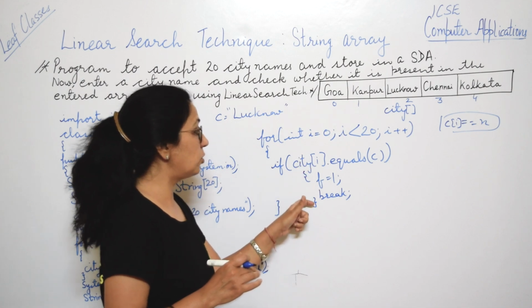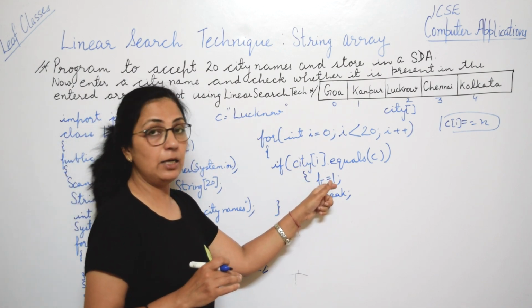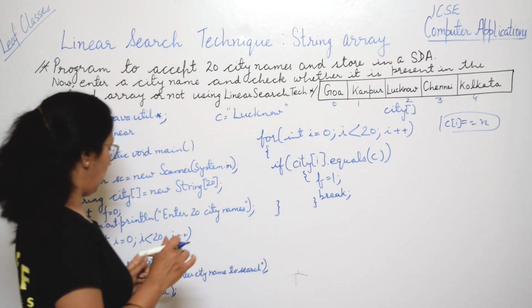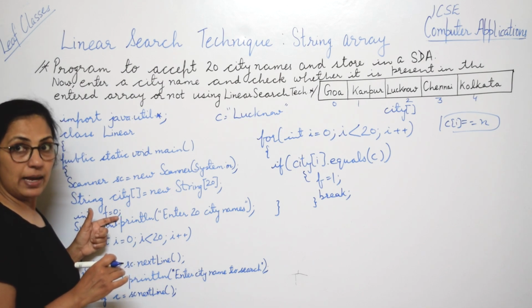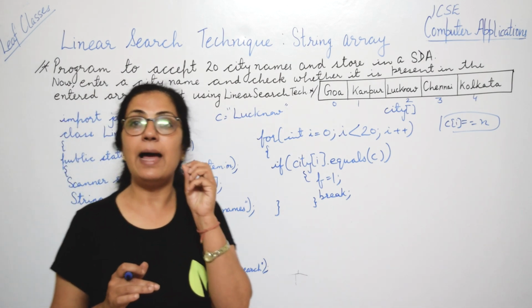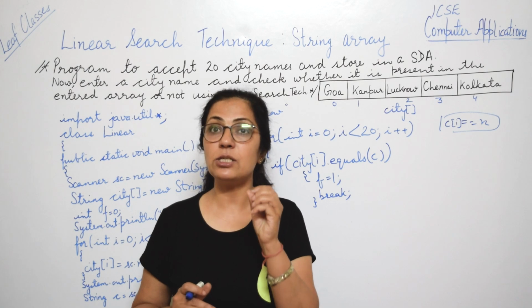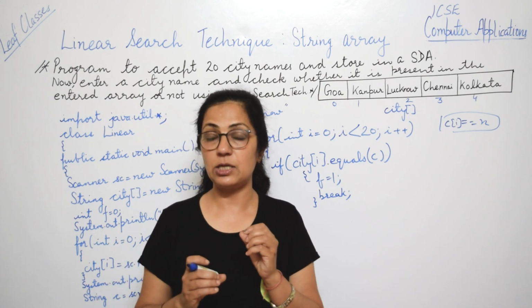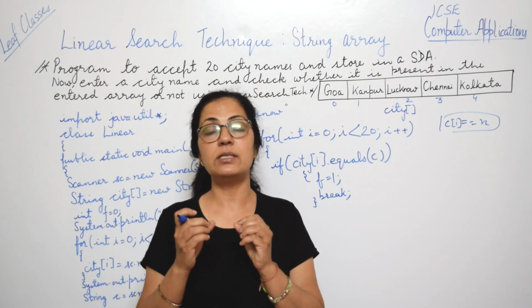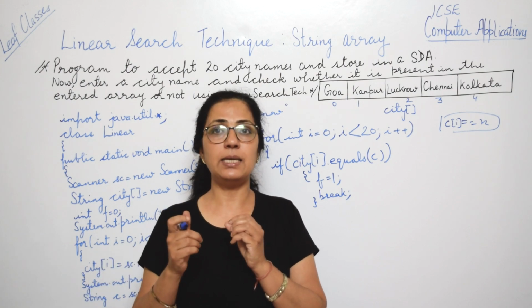Now, if this is true, we will change the value of flag to 1. Initially I have taken flag as 0, f equals 0. This flag works as an indicator. Many children ask in the comment section, ma'am, what is the meaning of this flag? Flag works as an indicator.